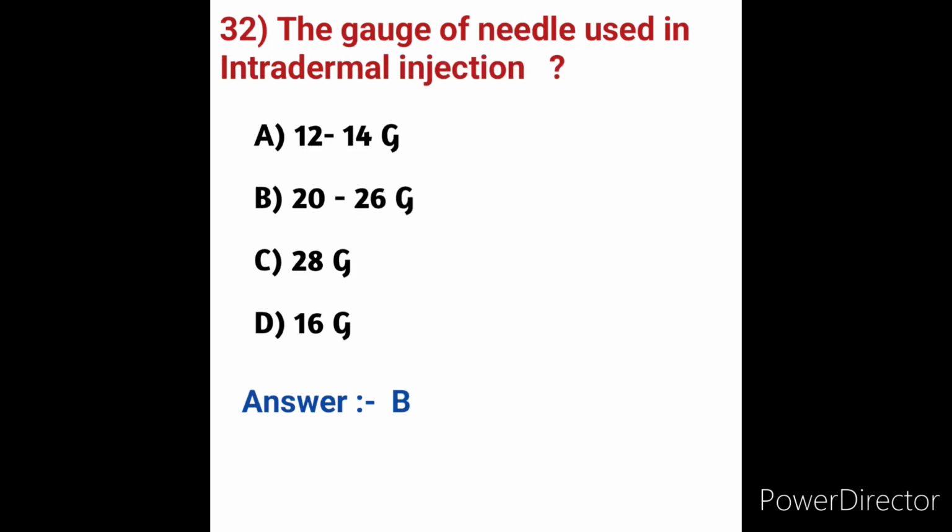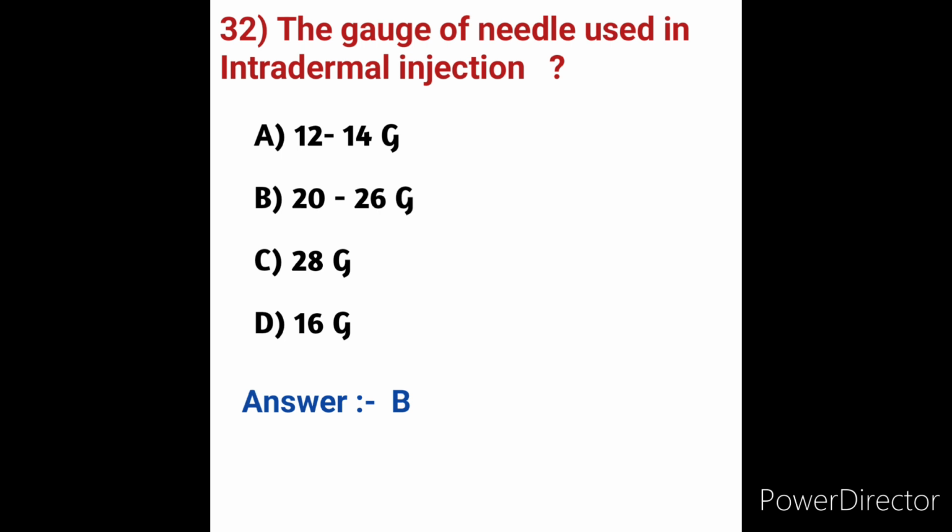The gauge of needle used in intradermal injection. What is the gauge of needle used for intradermal injections? Options: option A 12 to 14 gauge, option B 20 to 26 gauge, option C 28 gauge, and option D 16 gauge. Intradermal injections are administered into the dermis just below the epidermis. Here option B is the correct answer.